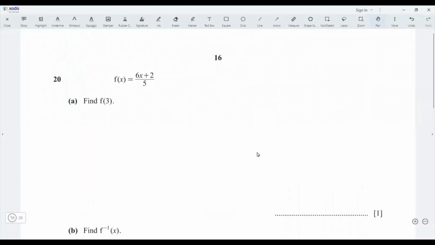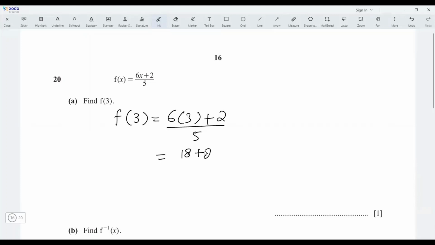The next question is related to functions, and f of 3. The input value x is given as 3, so replacing x with 3 and finding the value of the function f of 3. 6 times 3 plus 2, whole divided by 5. So 6 times 3 is 18, plus 2 is 20. 20 by 5 is 4.